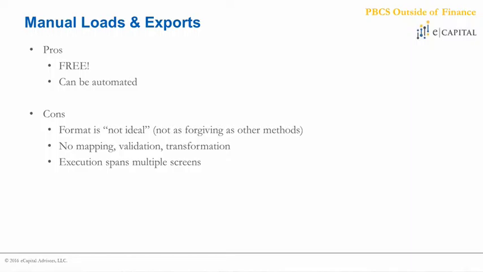Some cons to this process is the format is not ideal. These flat files that are coming out, there's not going to be a way to modify those. They're either going to be tab or comma delimited. I mean, we've all worked with files like that. There's not going to be a lot of forgiveness around what you're exporting. The other con is there's going to be no mapping, validation, or transformation. You're going to set up the scope for what you want to export or import, and it is just going to run that every time, so there's really no changing that unless you create a new process for those loads.